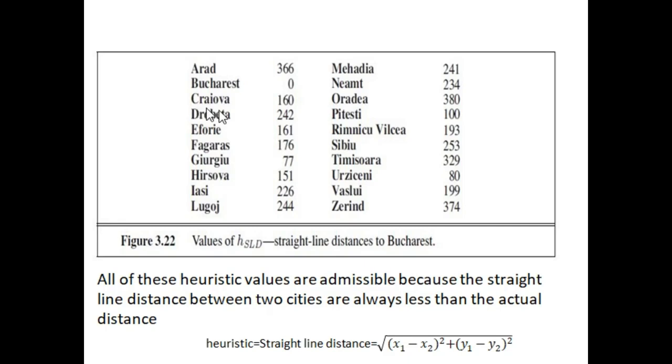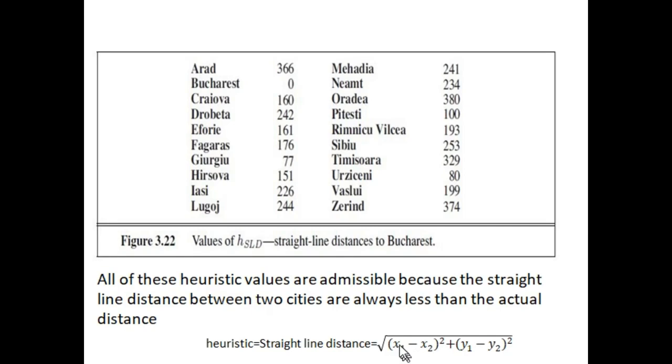So the heuristic value of C is 160. In the same way, the heuristic values of D, E, F, G, H, and the heuristic value of Z is 374. How can we calculate all of these values? We will calculate these values by using the straight line distance to Bucharest. So what is the straight line distance? The straight line distance is equal to the Euclidean distance, which is the square root of (x1 minus x2) whole square plus (y1 minus y2) whole square. So we can calculate these values by using this formula.